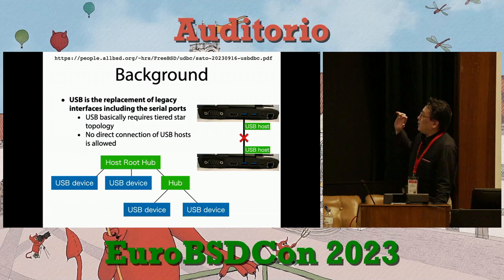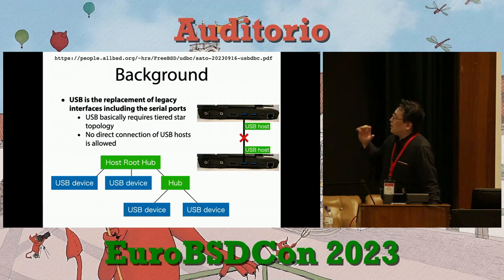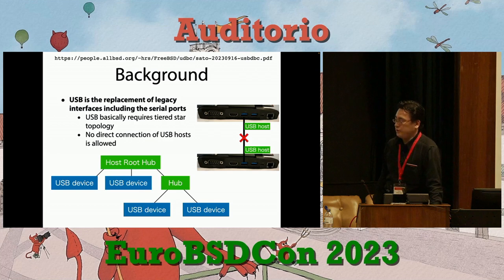Tiered star means like a tree that has only one root. Every USB host machine, USB host meaning the machine with the USB ports, the hardware you have, has the root hub. That is a mandatory hardware portion of USB, and you can connect USB devices to the root hub. The number of ports available on the hardware totally depends on the actual configuration, but the root hub is always the top of the hierarchy of the connection topology.